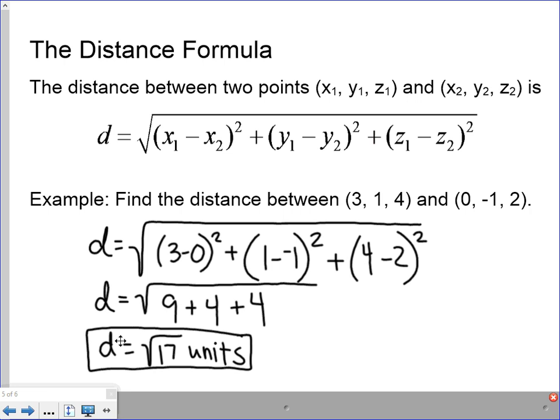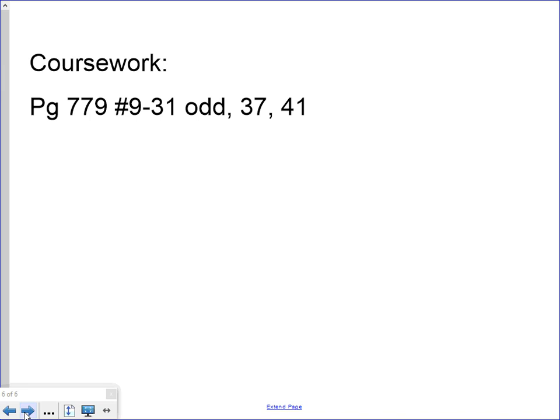You're going to have the rest of the time in class to work on your homework assignment. I would guess most of you finish the assignment before the class ends. And it's page 779, numbers 9 through 31 odd, 37 and 41. It's also on your gold sheet that you have. So pull out a textbook. There are textbooks over on the shelf. Share them with each other if there are not enough textbooks to go around.